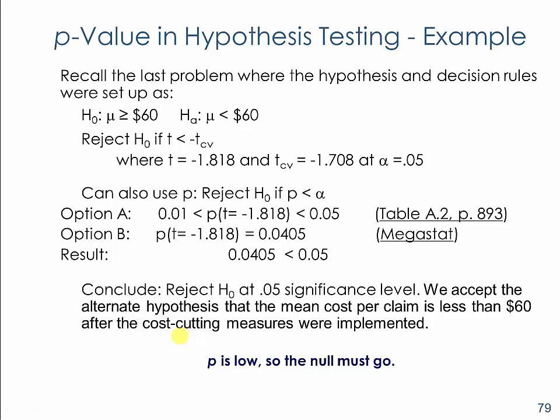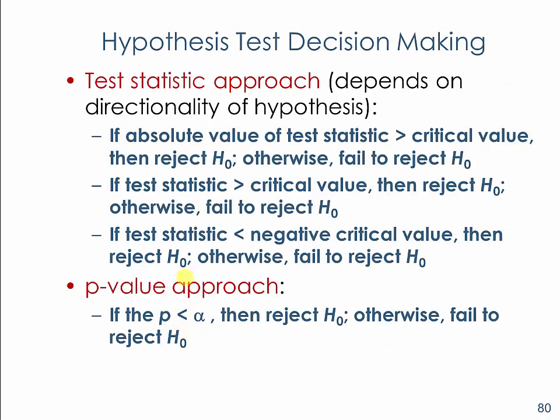So let's do a comparison with a little bit of detail between the test statistic approach and the p-value approach. For the test statistic approach, it depends on the directionality of the hypothesis. Of course, if the absolute value of the test statistic is greater than the critical value when we're using a two-tailed test, then we reject the null hypothesis. Otherwise, we fail to reject the null hypothesis. And then here are our two one-tailed test possibilities as well. However, on the p-value approach, the decision-making is always if the p is low, the null must go. So if the p is less than the alpha significance level, then we reject the null hypothesis. Otherwise, we fail to reject the null hypothesis.